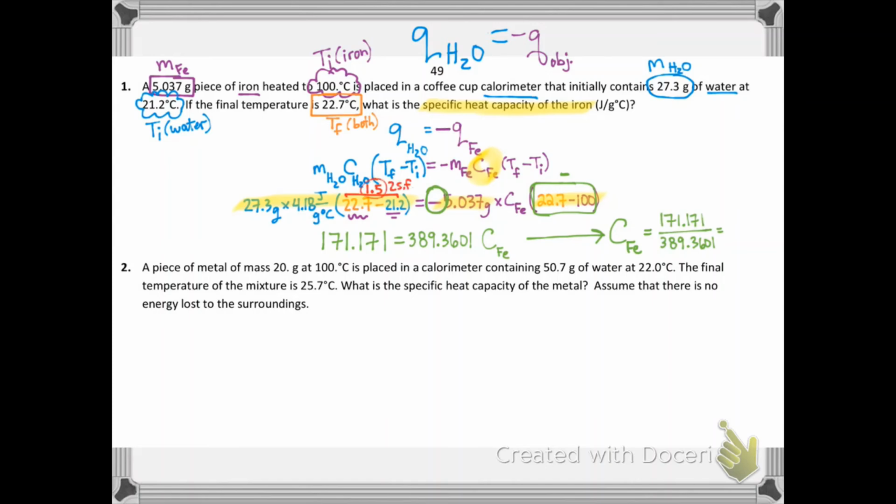Yay, sig figs. So what that means is your final answer only gets 2 sig figs. So ultimately, you will get 0.44 joules per gram degrees Celsius for the specific heat of iron. So calorimetry questions, as you can see, definitely involve a lot of algebra, but there's nothing really tricky about it. You just have to be very careful about plugging the right numbers into the right places.